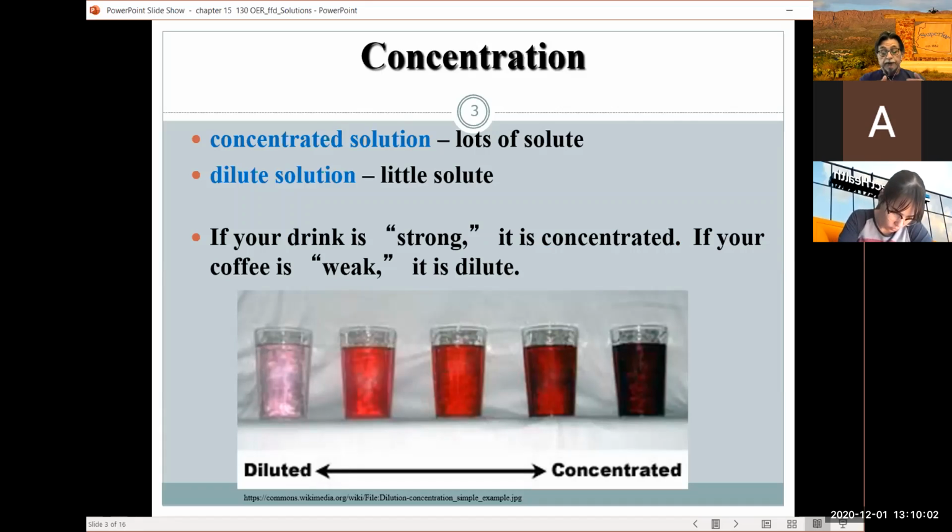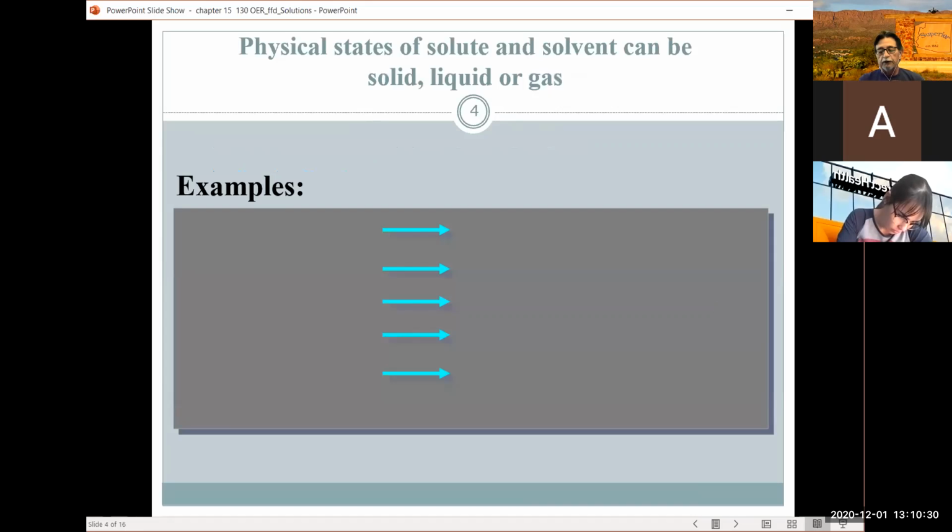In fact, we use this technique in real life because we have instrumentation that can measure the concentration, the color intensity of light passing through, and we can use it to determine the concentration of unknowns. So, dilute solution to the left, very little solute; concentrated to the right, a lot of solute. There is a limit as to how much solute you can dissolve in a solvent.